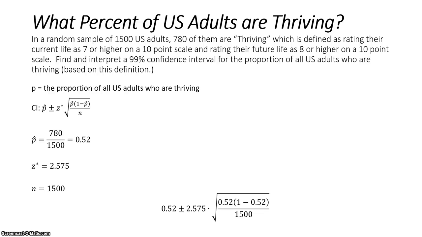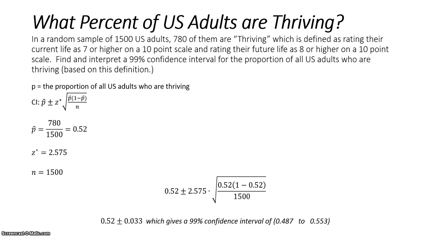Once we do these calculations, we get 0.52 plus or minus a margin of error of 0.033, which gives us a 99% confidence interval of 0.487 to 0.553.